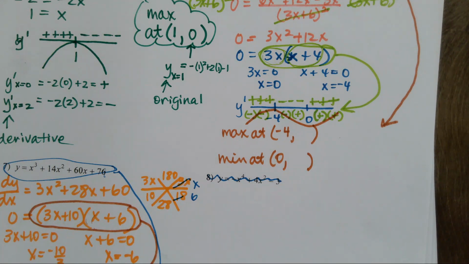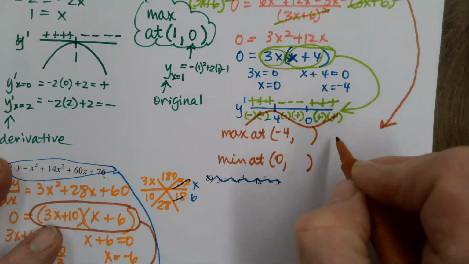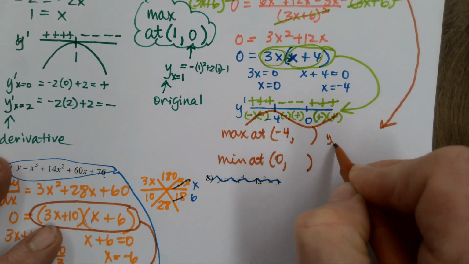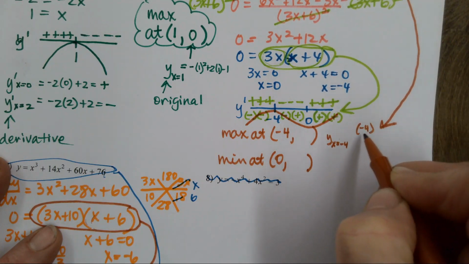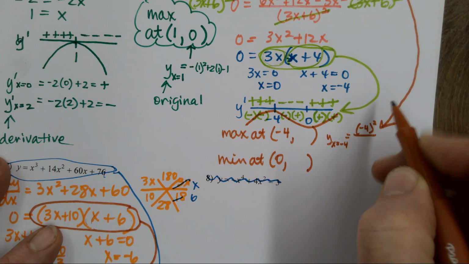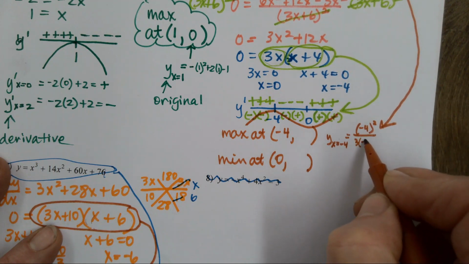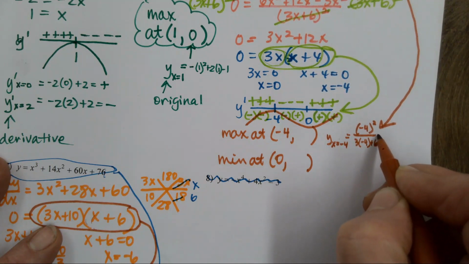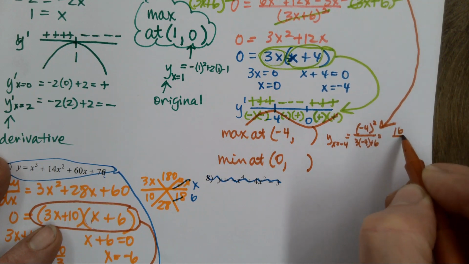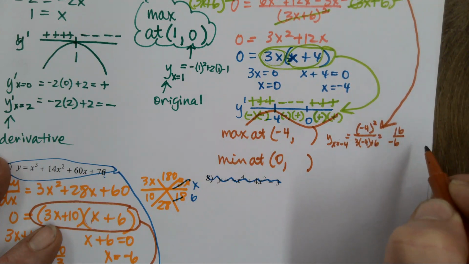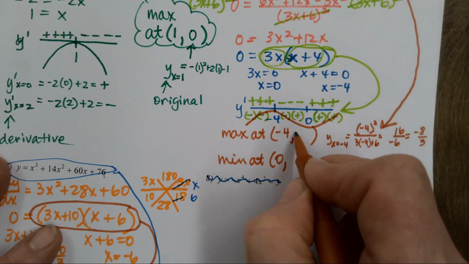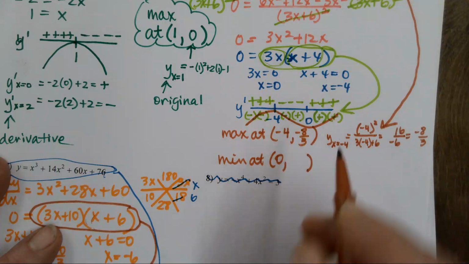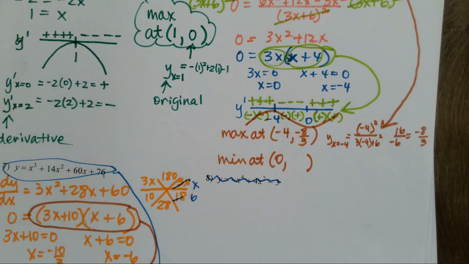All right. So this is y when x is -4: -4 squared over 3 times -4 plus 6. And that looks like 16 over -6, or -8/3. Or a fraction or decimal equivalent to that if you plugged it in your calculator, whatever. I'm just, again, doing the math.